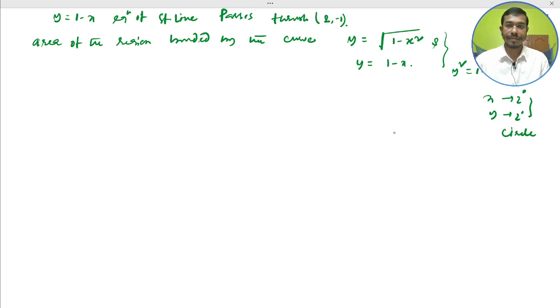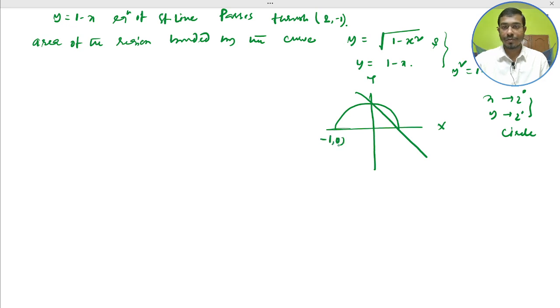So we just draw a graph here. This is the x-axis and the y-axis. This is the upper half circle. Okay, this is the straight line. This is x, y, and this is a point minus 1, 0. This is 1, 0. This is origin. So this is the bounded area. You have to calculate this area.